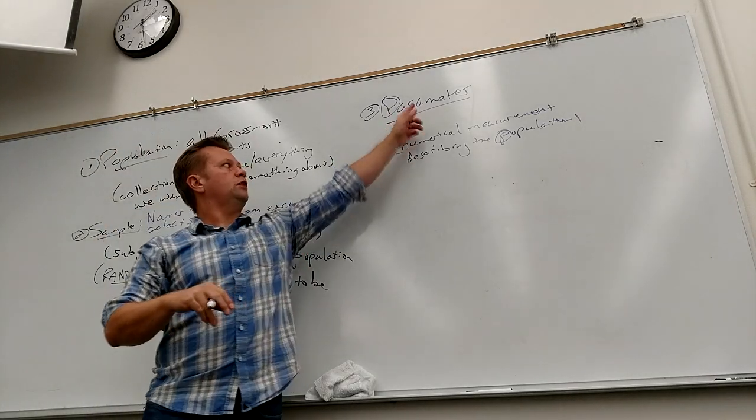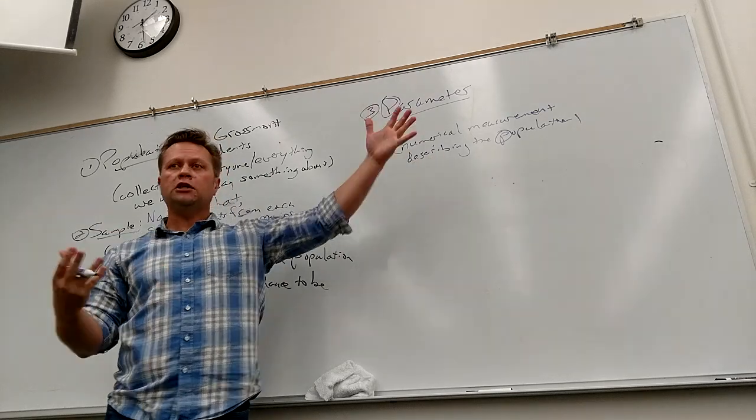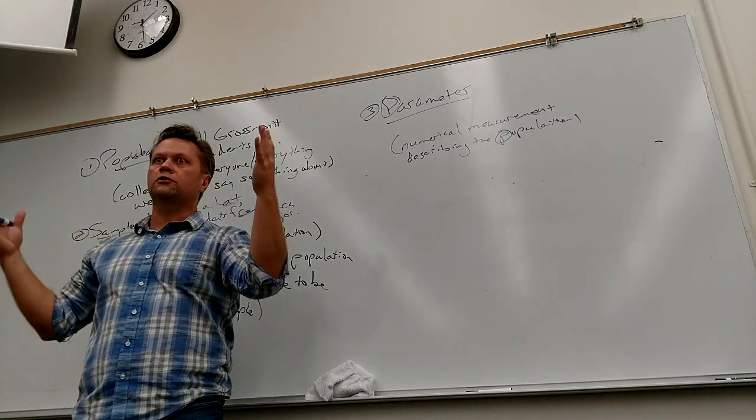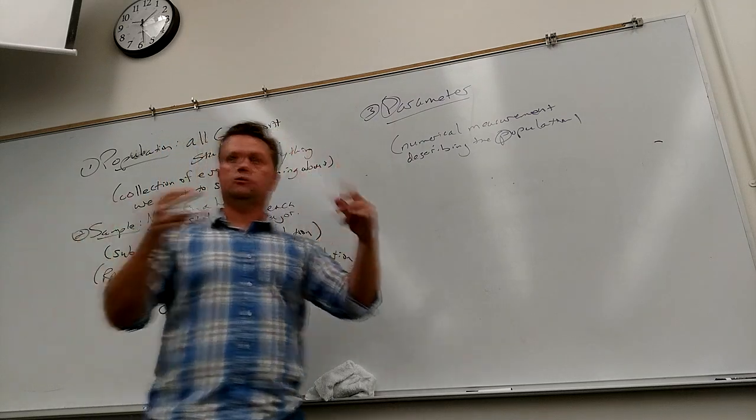So in this case, the numerical measurement describing the population would be the average number of units that all Grossmont students are enrolled in, right?